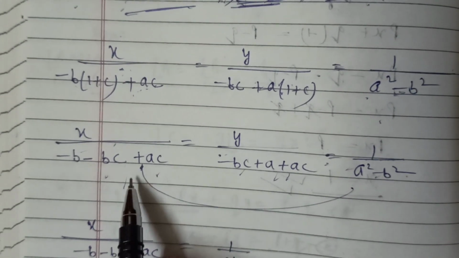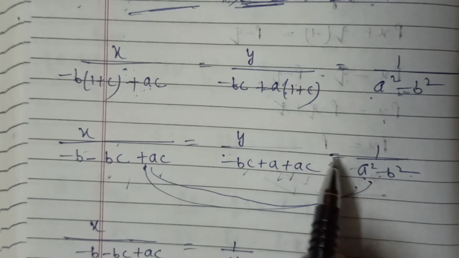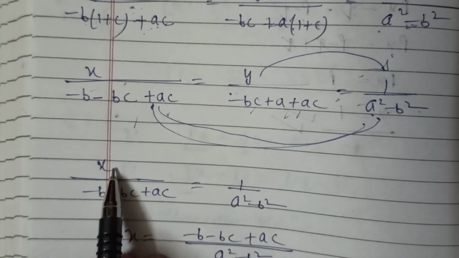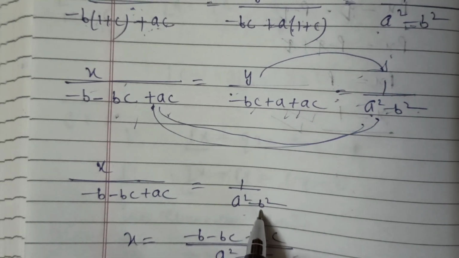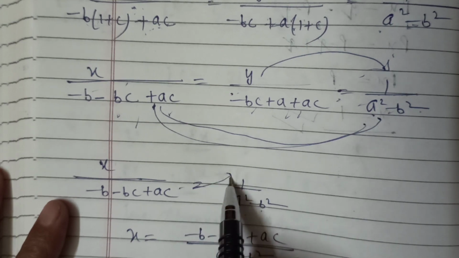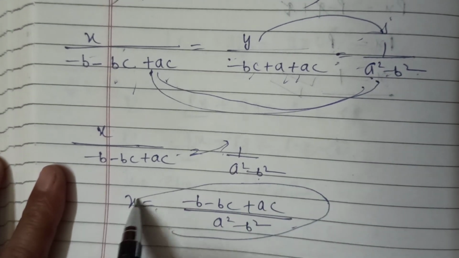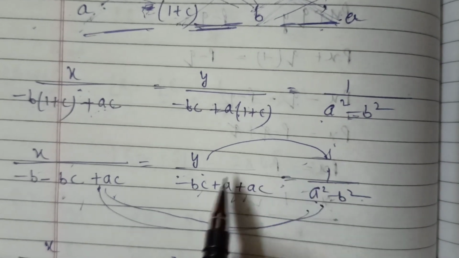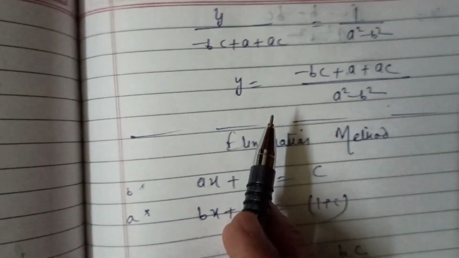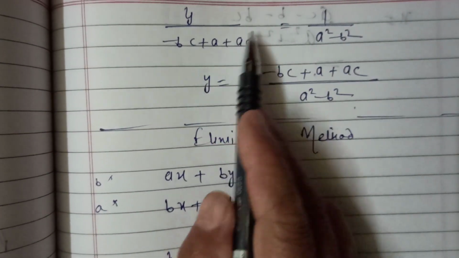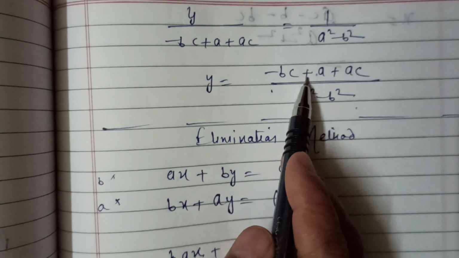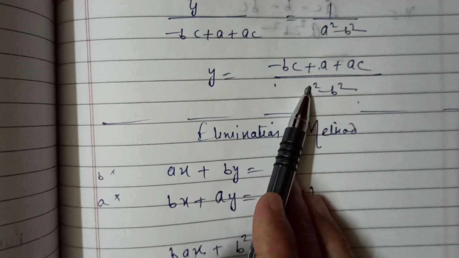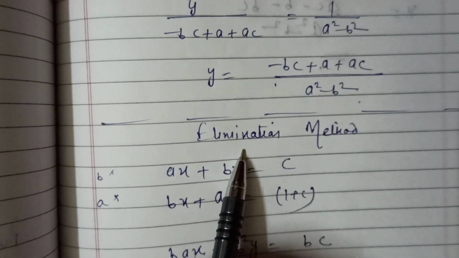For finding out x, you have to compare this with the constant. For finding y, you have to compare this with the constant. So x is equal to this, is equal to 1 upon a square minus b square. So this will go up, x will be this answer. Clear? Similarly for y, this will go up. So y is equal to minus bc plus a plus ac upon a square minus b square. Is it clear? Same question I am doing by elimination method.